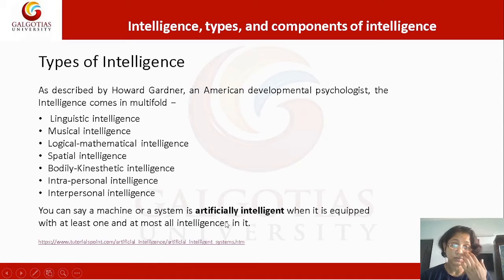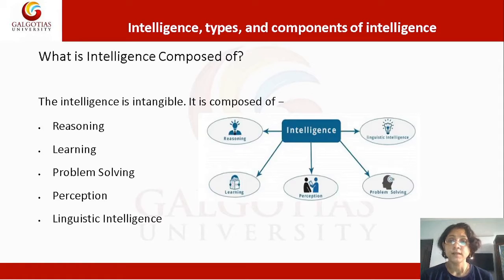Now you can say a machine or a system is artificially intelligent when it is equipped with at least one or at most all the intelligences. To make it a completely intelligent system or software program, we need to enable that machine or program to acquire this kind of intelligence. But if we can make a program which has at least one of the intelligences, then also we consider that an artificial intelligence program. Now, what is intelligence composed of?